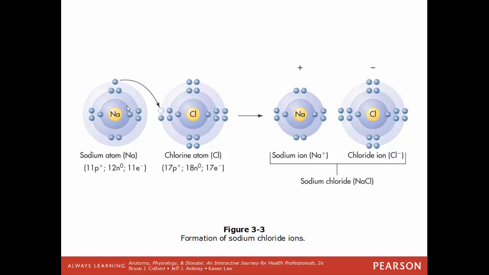So sodium wants to give up this one on its outermost shell. Chloride wants to gain that one to fill out its outermost shell. So when they join together, they are forming a sodium ion and a chloride ion, and when they join together, they form an ionic bond, which gives you sodium chloride or table salt.